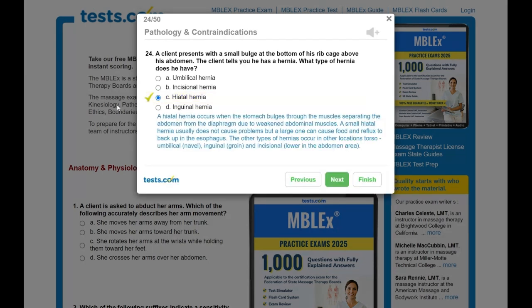C. Hiatal hernia. A hiatal hernia occurs when the stomach bulges through the muscles separating the abdomen from the diaphragm due to weakened abdominal muscles. A small hiatal hernia usually does not cause problems, but a large one can cause food and reflux to back up in the esophagus. The other types of hernias occur in other locations: umbilical at the navel, inguinal in the groin, and incisional, lower in the abdomen area.